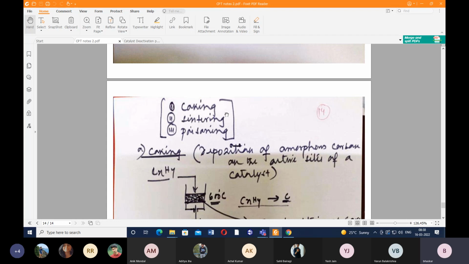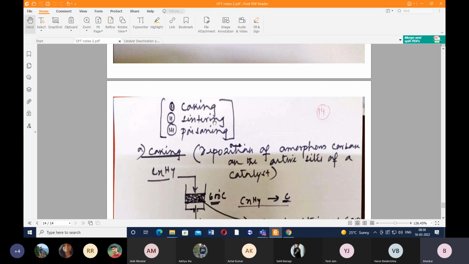Sintering related issues we encounter when we are carrying out any reaction at a very high temperature for a considerable period of time. I'll talk about what is coking, what is sintering, and what is poisoning. Poisoning we generally encounter when our feedstock is not pure. When we handle an impure feedstock, this impure feedstock has to be pre-treated. Unless we pre-treat, we'll always encounter this kind of poisoning effect. Poisoning effect means there will be irreversible chemisorption.